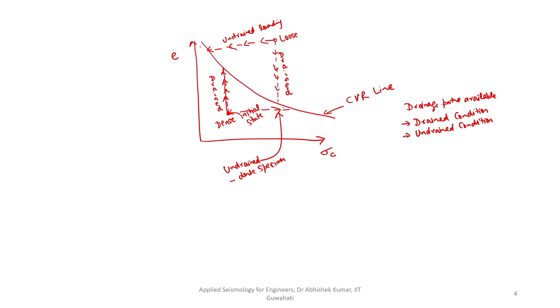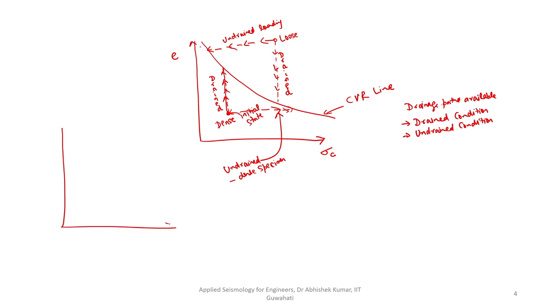As a result, you are seeing that the initial state of the soil is represented by right side movement for the dense specimen till it reaches its critical state. For the loose specimen, because of the undrained condition, there will be development of pore water pressure. As a result, your confinement will reduce. Subsequently, the state of the soil will be represented by left side movement of the sample till it reaches its critical state. Same if you are looking from the e-log sigma c curve.